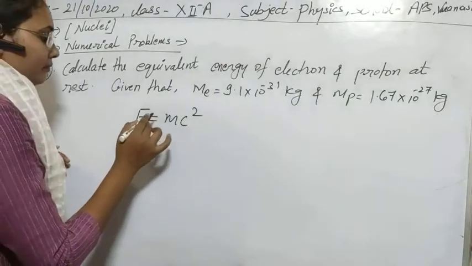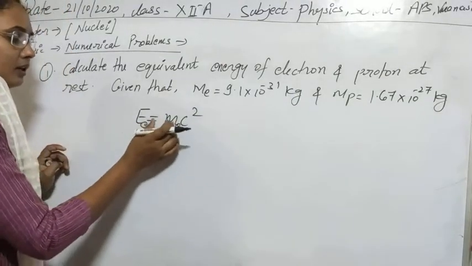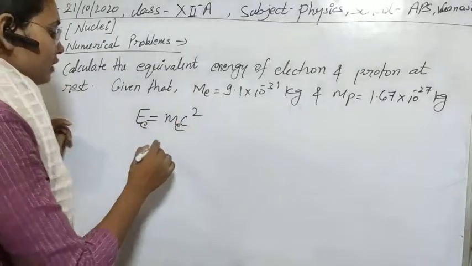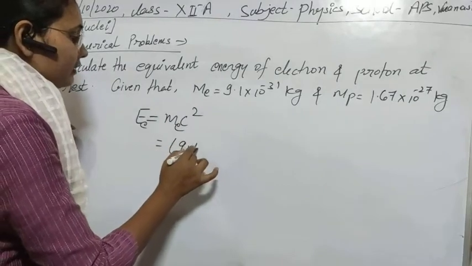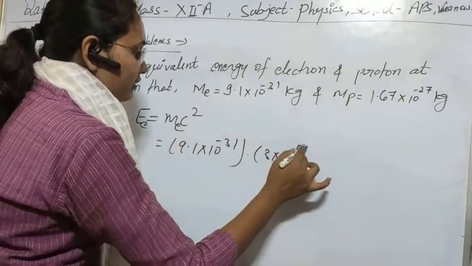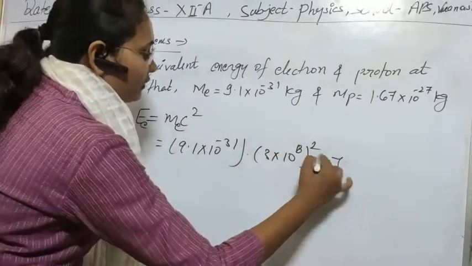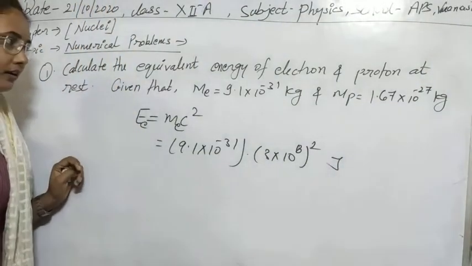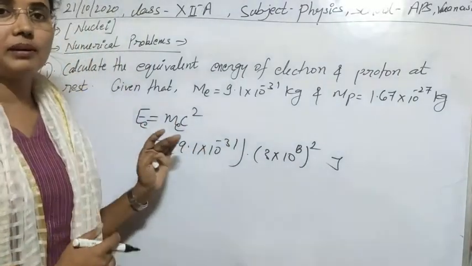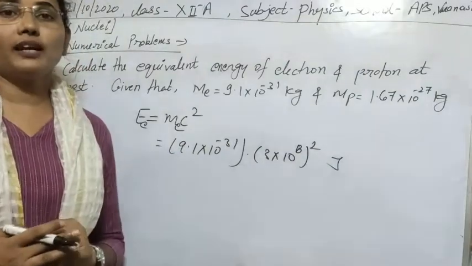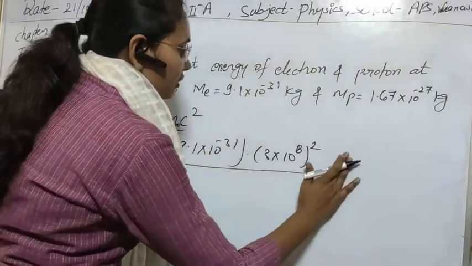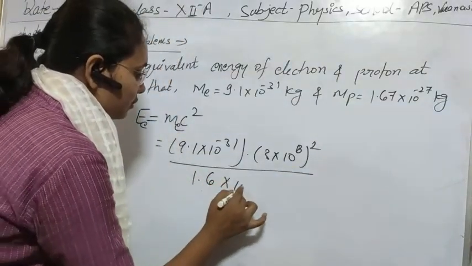So for the electron, the equivalent energy of electron is equal to mass of electron into speed square. So what will be the mass of electron? That is given, into 3 into 10 to the power 8 whole square. This value will come in joule. So as I have told you, the energy of nucleus or other atomic particles is calculated in the form of electron volt or mega electron volt. So we can calculate this energy in mega electron volt by dividing it by 1.6 into 10 power minus 13.